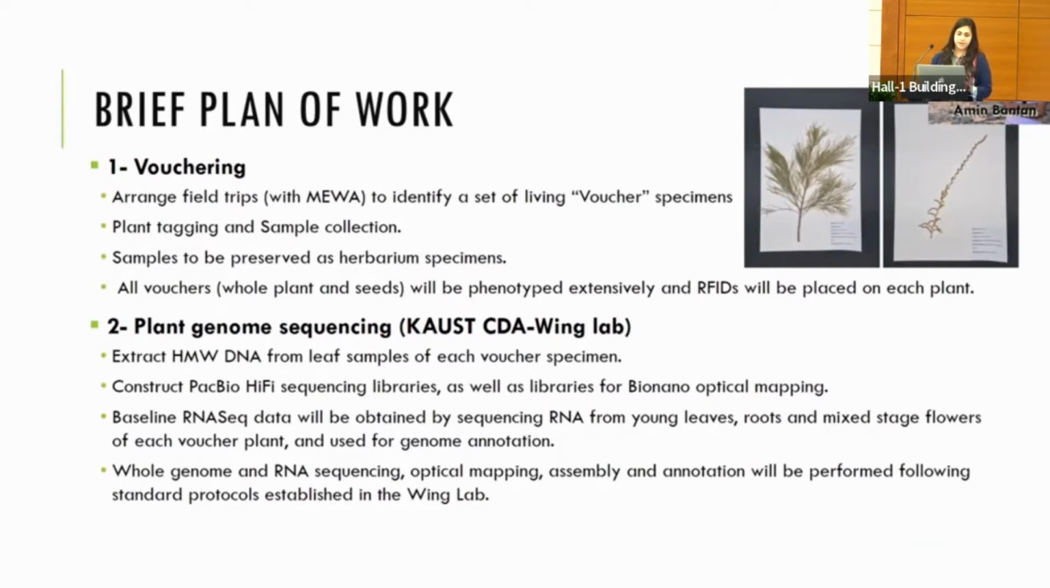The second part is the plant genome sequencing, which is done here in the Wing Lab. We extract high molecular weight DNA of the samples to construct libraries for long-read sequencing, and also use the RNA data for genome annotation. And everything is performed following the standard protocols established in the Wing Lab.